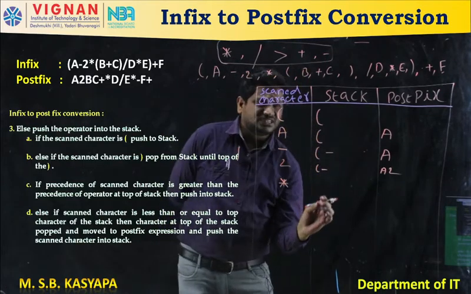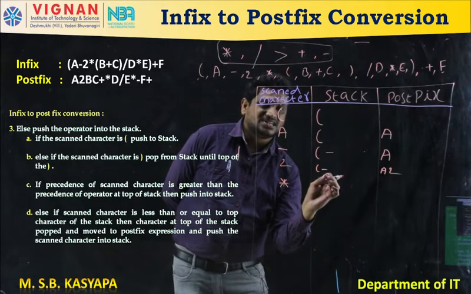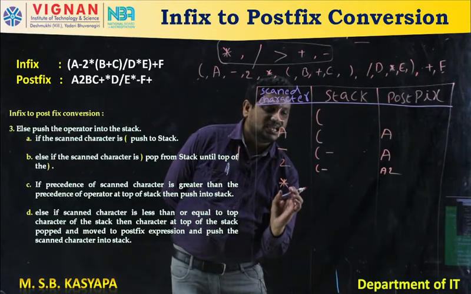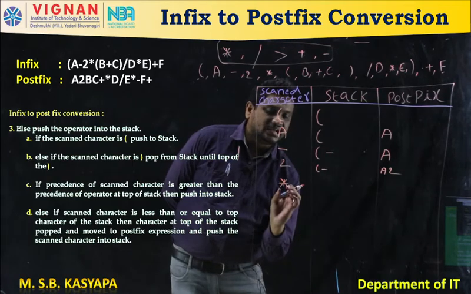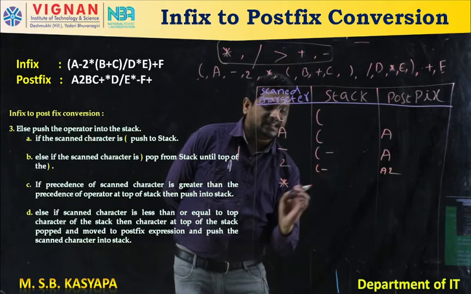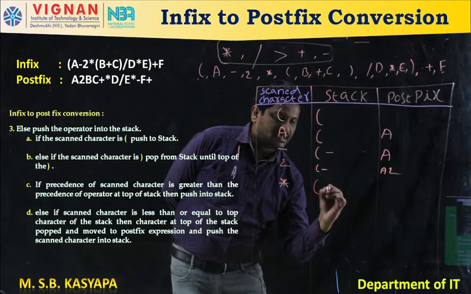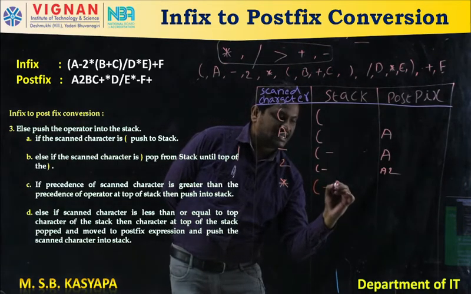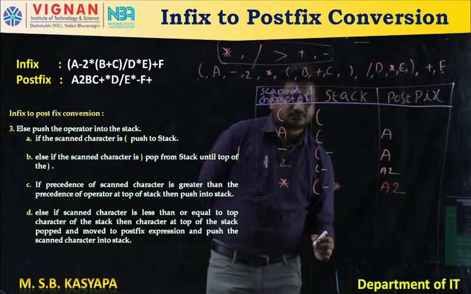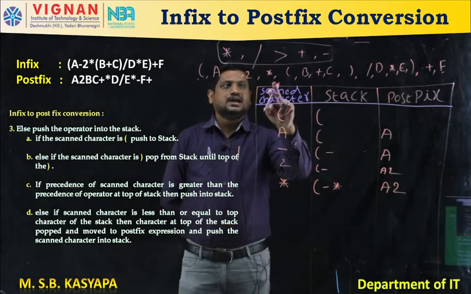So, what is the top of the stack? Minus. Minus precedence is less than multiply, which means the scanned character precedence is greater than the top operator available in the stack. So, directly I have to move the multiply character to the stack: open bracket, minus and next multiply. Now, postfix is A 2. Next one is multiply, completed.